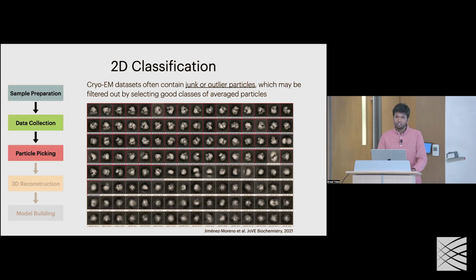One challenge in general in cryo-EM data sets is that there tends to be a lot of junk or outlier particles. This is both due to imperfections in the purification and freezing process, as well as inaccuracies in the particle picking process.